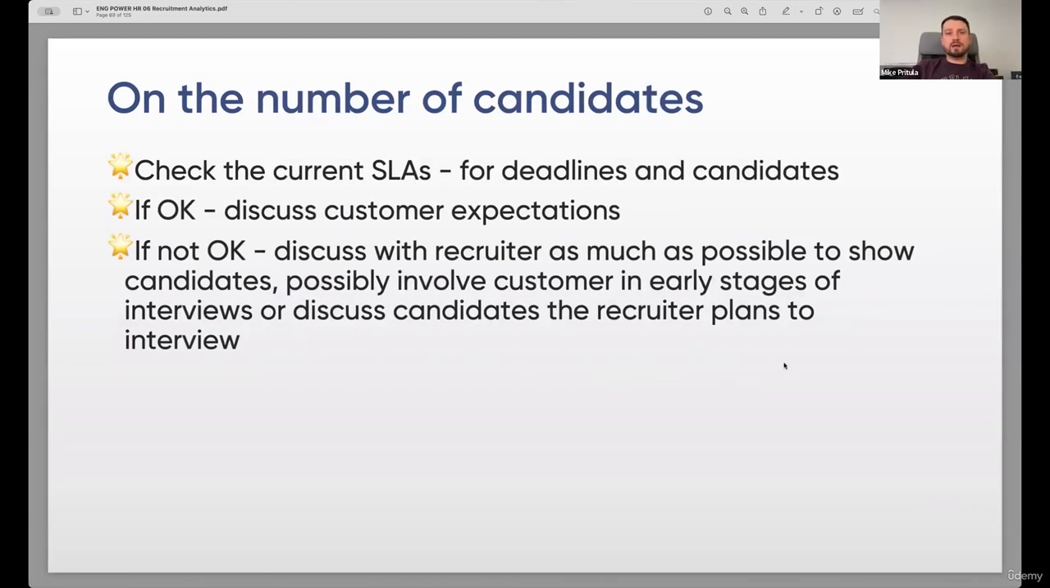If it's about the number of candidates, again, check the current SLAs for deadlines and candidates. If it's okay, discuss customer expectations. If it's not okay, discuss with the recruiter as much as possible to show candidates, possibly involve the customer in early stages of interviews, or discuss candidates the recruiters plan to interview.